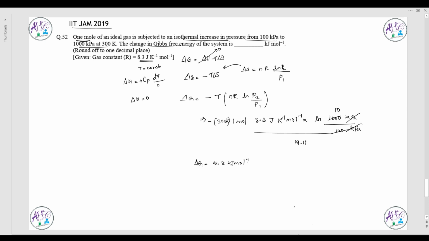So in the answer, if you solve, this will be in the range of 5.73. So the exact range 5.6 to 5.8 is the correct answer. Here they have asked to round off to 1 decimal. So 5.7 kilojoule mole inverse will be the correct answer.